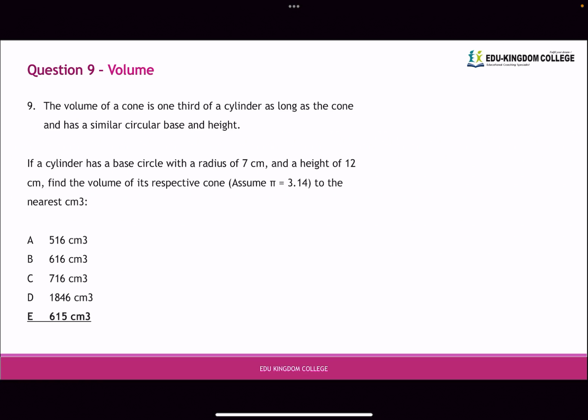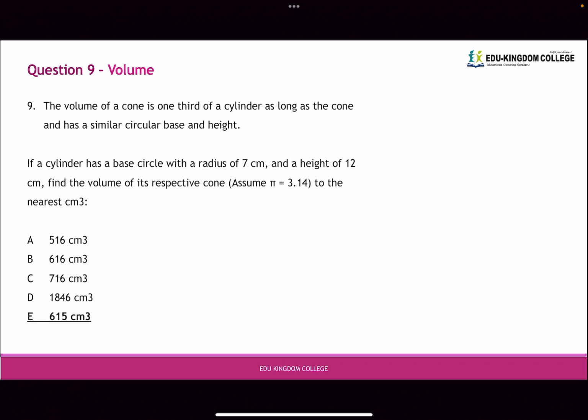This one was a little bit tricky. Well, it's not tricky, but it takes up a little bit of effort. So the cylinder has a base circle with radius 7 and height of 12. Find the volume of the cylinder and then multiply it by 1/3 or divide it by 3. That should give you the volume of the cone.